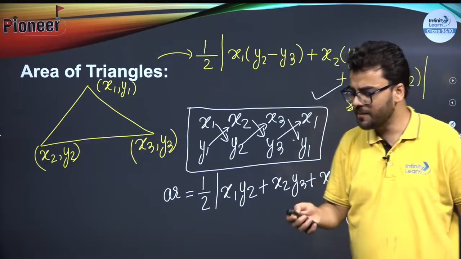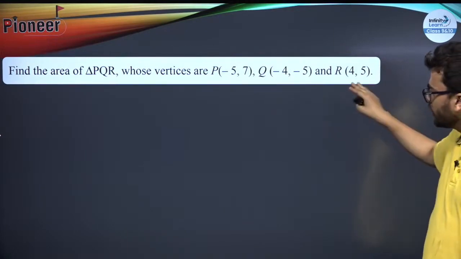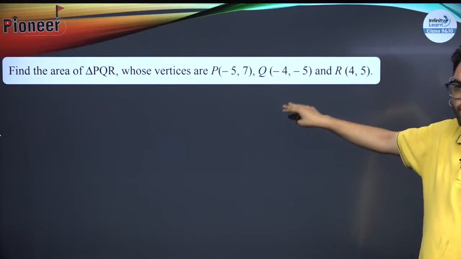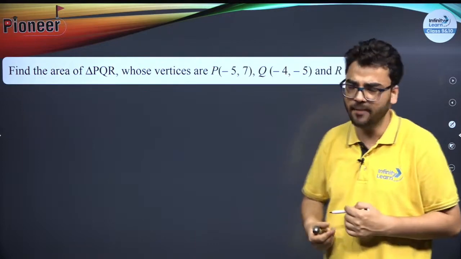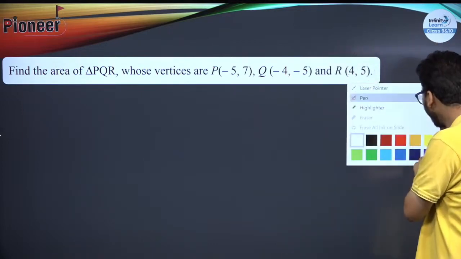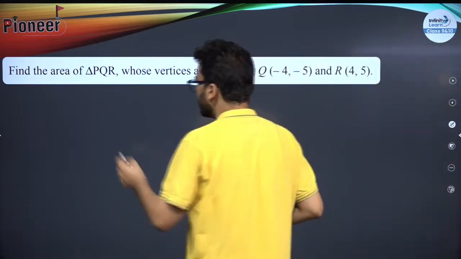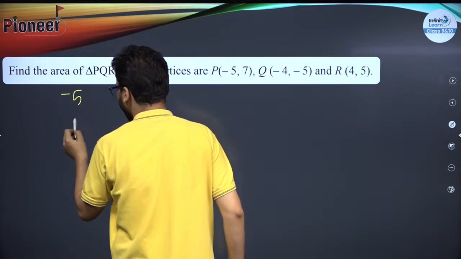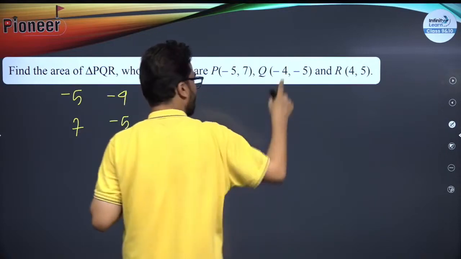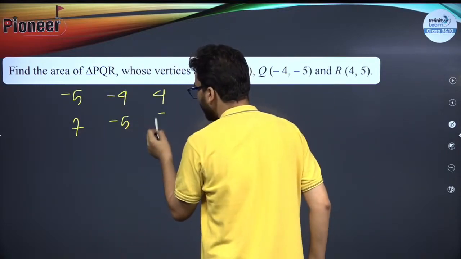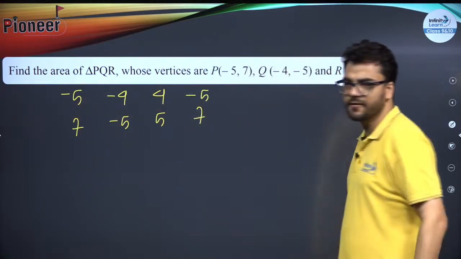So let's do a question on the basis of this. Suppose the coordinates of the vertices of a triangle are given to you: P(minus 5, 7), Q(minus 4, minus 5), and R(4, 5). You have to find the area of this triangle. I'll explain using the method of remembrance, because maybe you will not be able to directly remember the formula. So write the vertices in that order: minus 5, 7, then minus 4, minus 5, and then 4, 5, and then once again write the first vertex, minus 5, 7.